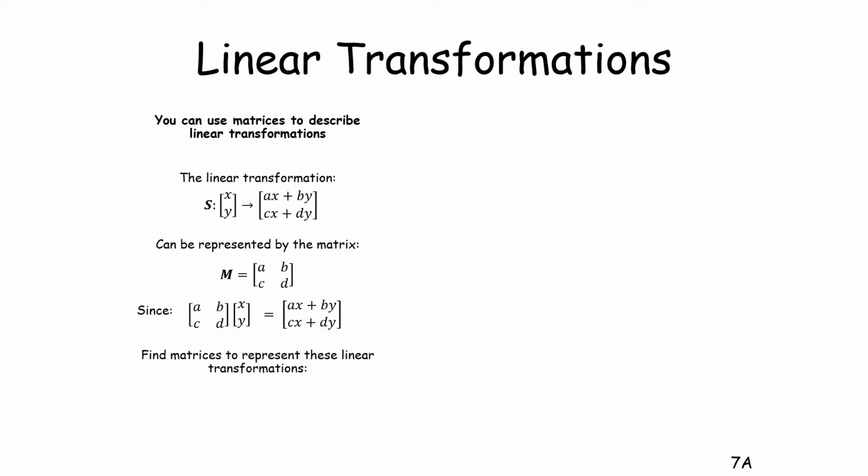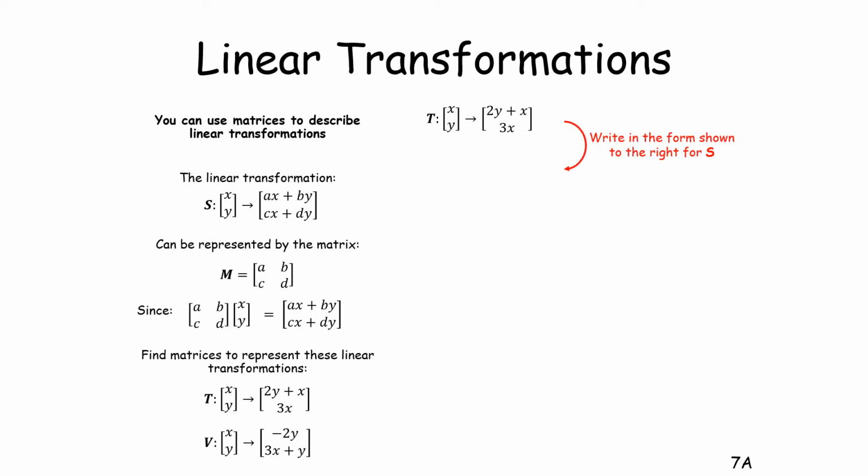Find matrices to represent these linear transformations. So pause the video and you have a go at this. So we've got T and V. So if we start off with T, write in the form shown to the right, or in this case to the left, with this matrix X. So we could just simply write this as 1, 2, 3, 0 elements.